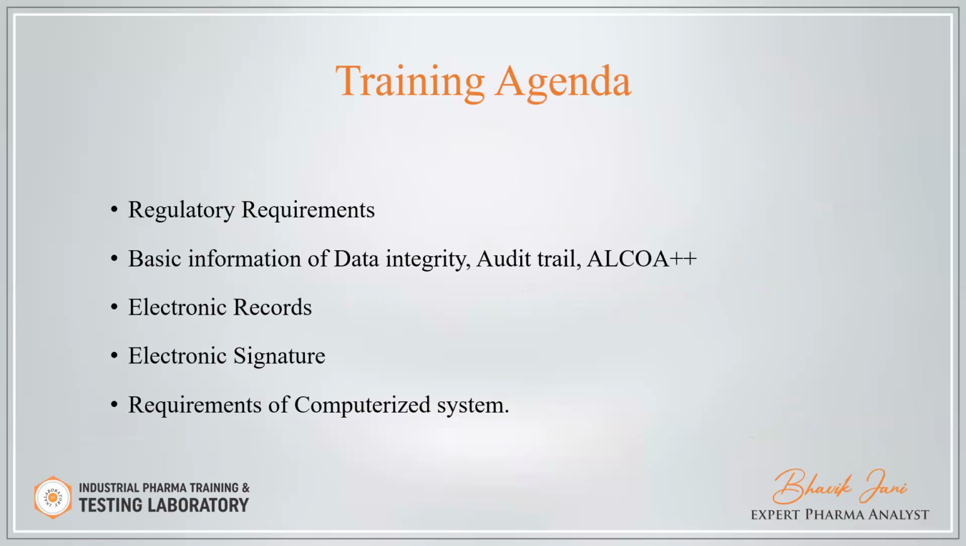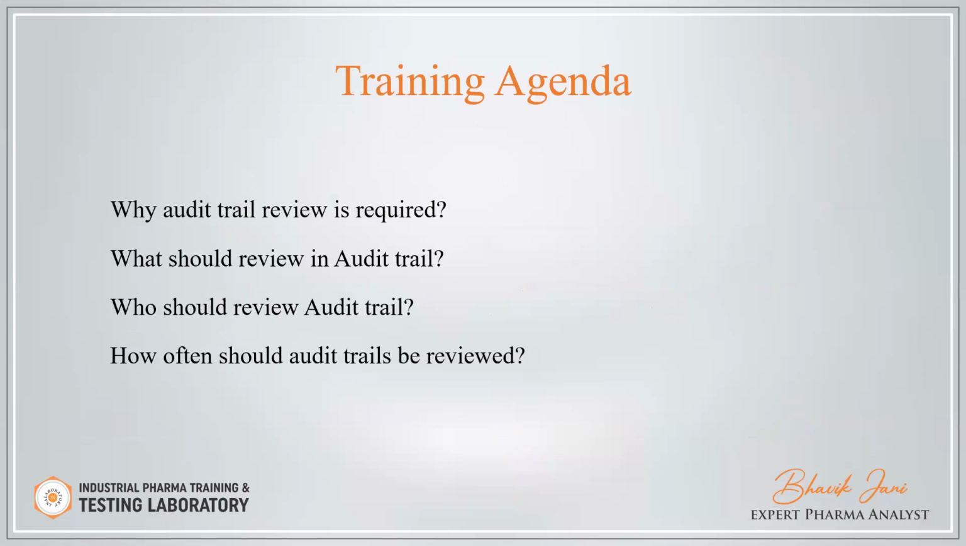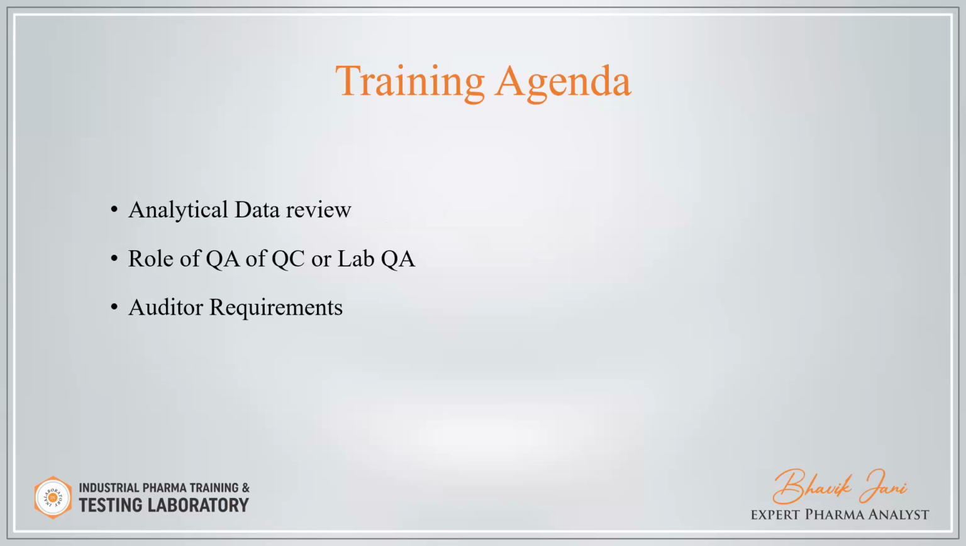The training agenda is regulatory requirements, basic information on data integrity, audit trail, and ALCOA++, electronic record, electronic signature, and requirements of computerized systems. Why is audit trail review required? What should be reviewed in the audit trail? Who should review the audit trail? How often should the audit trail be reviewed? All these points we will discuss during this training session. Analytical raw data review, role of QA, QC or lab QA, and auditor requirements. So this is our agenda for our training.